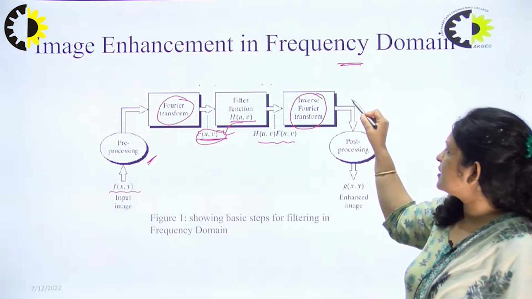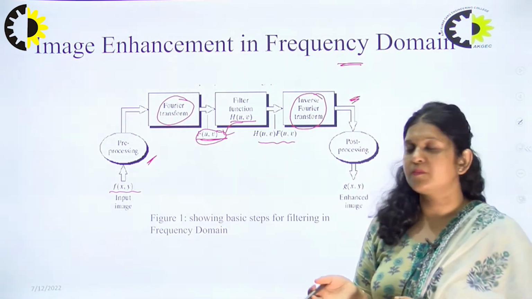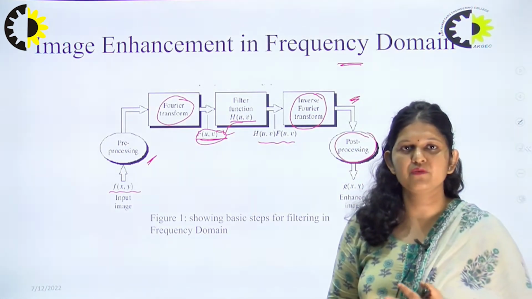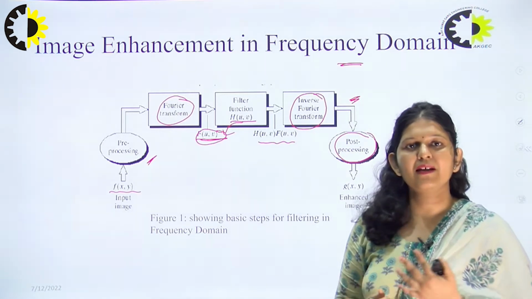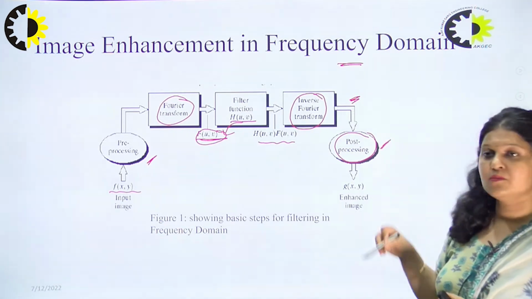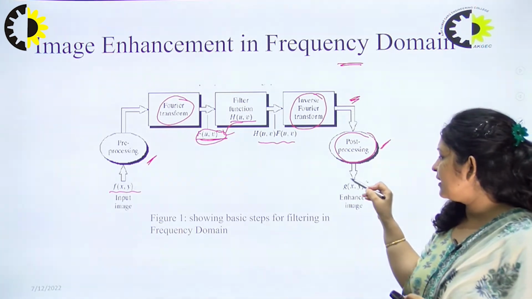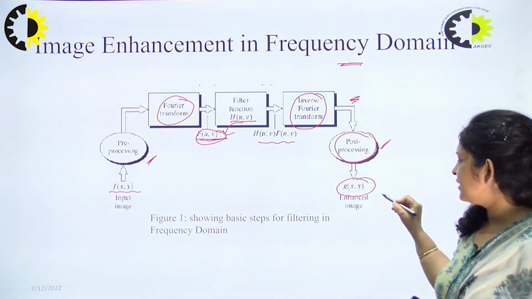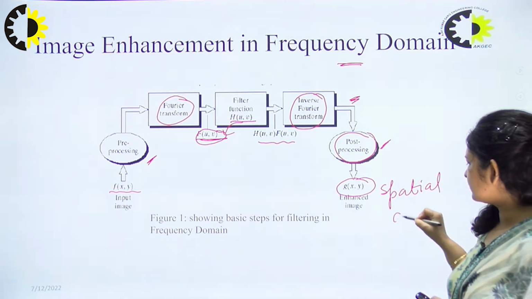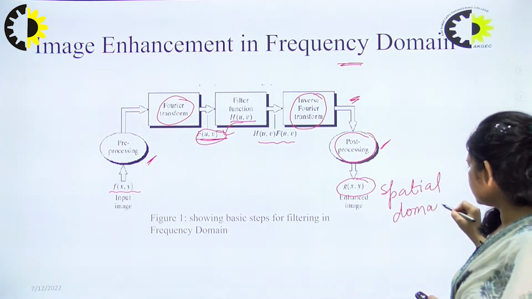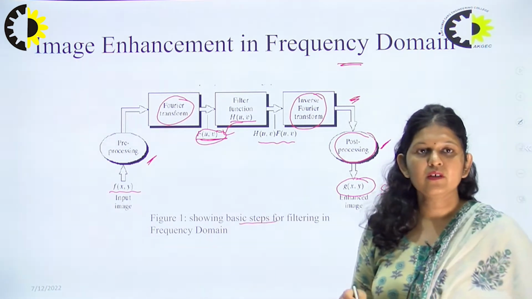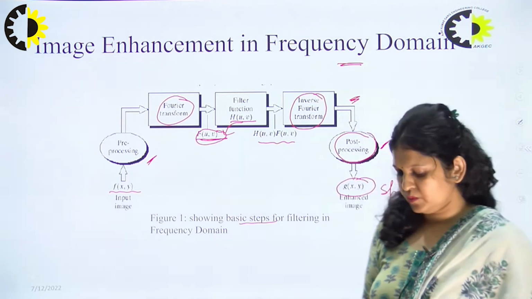Now after this, if we still want to do the post processing, that is, I want to convert back the normalized image which we have represented from 0 to 1 back to the grayscale, that is 0 to 255, for that purpose we will apply the post processing, and finally we get the enhanced image g of x comma y in the spatial domain. So these all are the basic steps that we do while we are doing the filtering in the frequency domain.